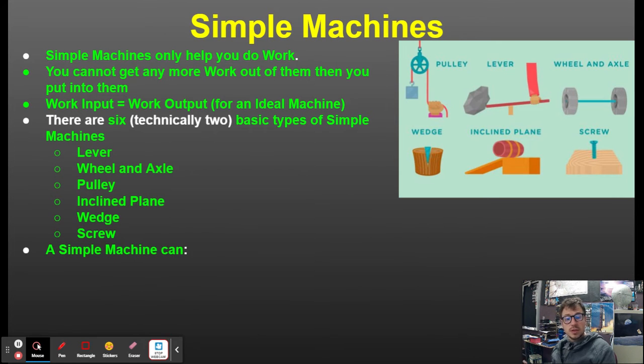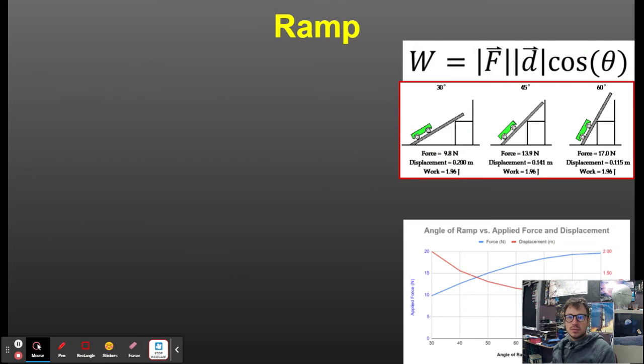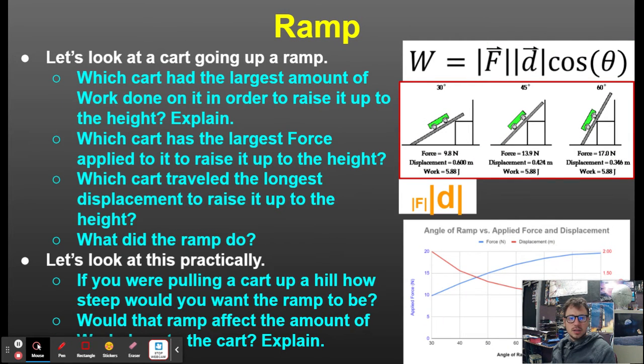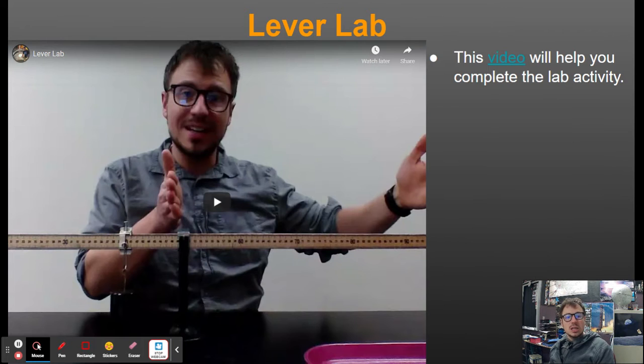A simple machine can do 3 things. It's not limited to one of 3 things because they can do more than that if need be. They can change the direction of your applied force, multiply your force at the expense of distance, and multiply your distance at the expense of force. We've already looked at an inclined plane, and you'll notice that in all of those scenarios, the same amount of work is done. You don't get any more work out of this. You're lifting the same object to the same height. But what a ramp or an inclined plane does is multiply your force at the expense of distance.